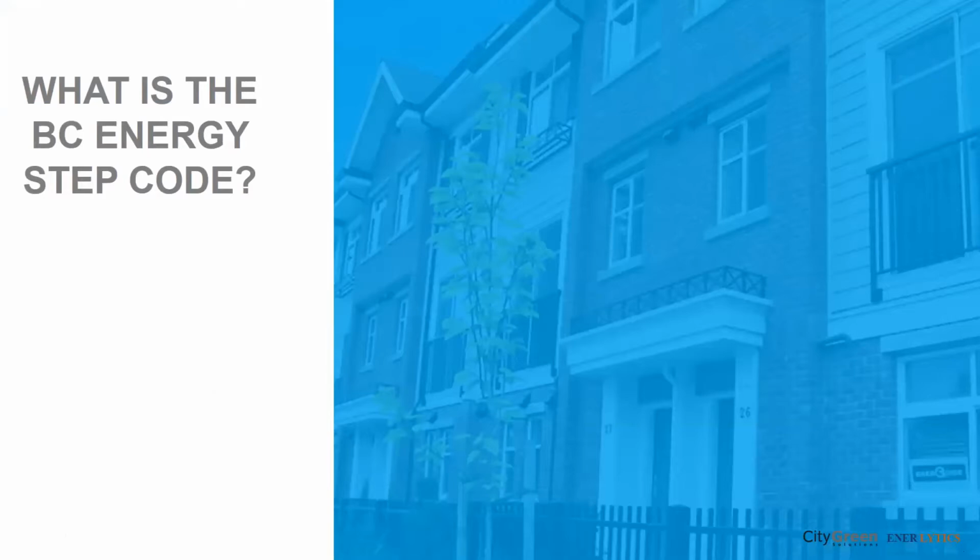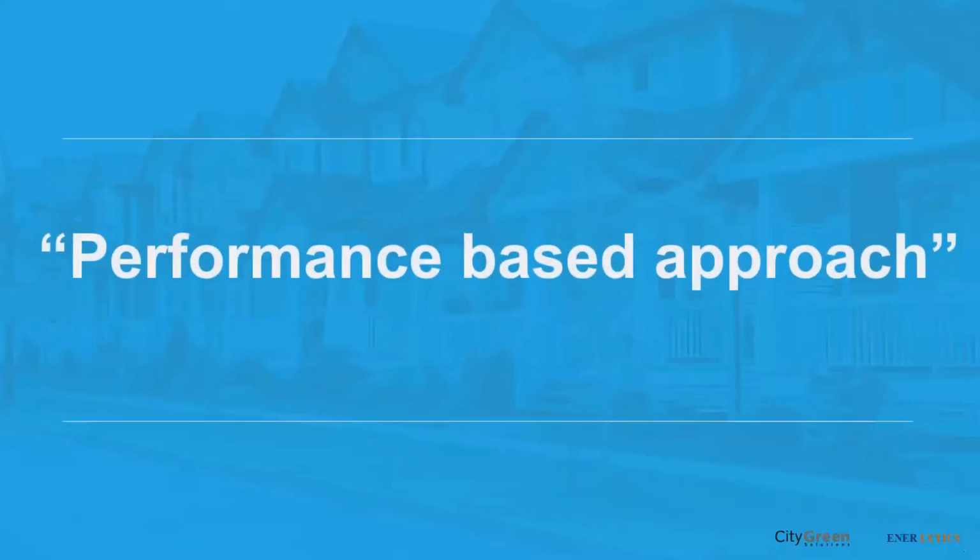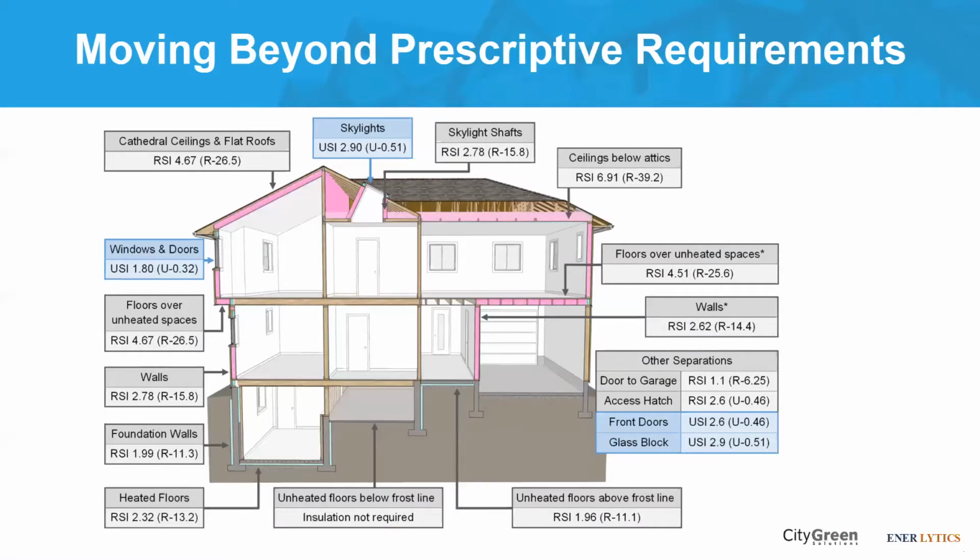In the first section of our presentation today, we're going to talk about what is the purpose of the BC Energy Step Code. The first is that the Step Code is a performance-based approach. That is, it's moving beyond the prescriptive requirements of the BC Building Code, where it identifies that if certain amounts of insulation are put into the attic, the floors or under the foundation, or certain windows are used, that a home can meet the requirements of the BC Building Code.